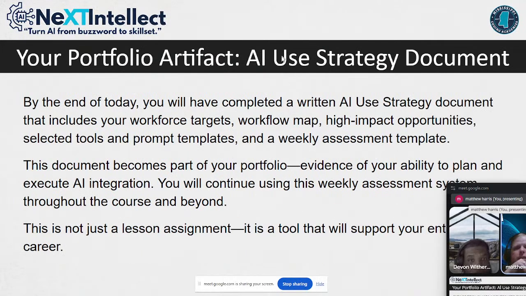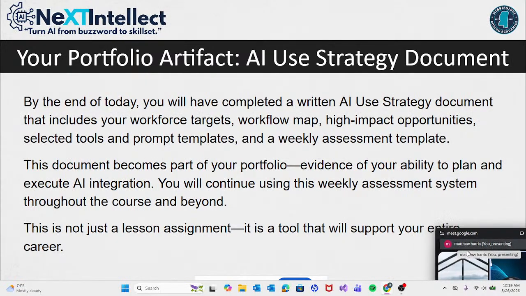So your portfolio artifact is your AI use strategy document. By the end of today, you will have completed a written AI use strategy document that includes your workforce targets, your workflow map, high impact opportunities, selected tools that you would use, prompt templates, and then maybe you have the template already created for the questions you ask yourself in your weekly assessment. You won't have answered that yet unless you start it based on completing all of last week or thus far, and then keep it current for a week from today or next Monday. It was flexible on what day you picked. Choose the best time you want to do that and stick with it.